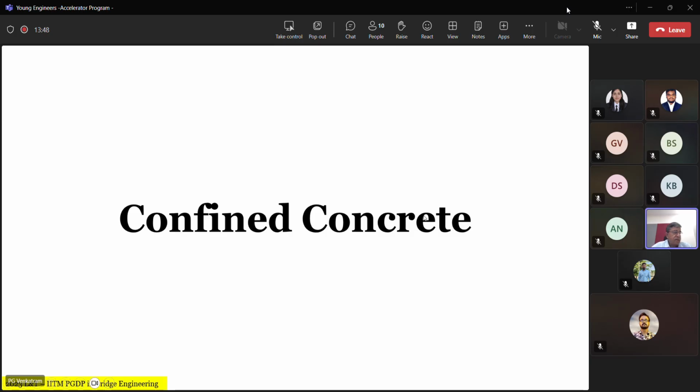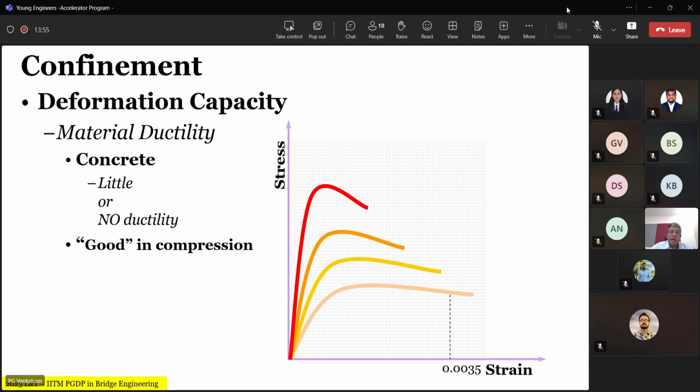So to understand this confined concrete, let's go back and do a little bit of recapping on the concrete itself, and the effect of confinement. Essentially, the confinement of concrete leads to two aspects. One is the fact that its strength increases, but its strength increase is not that exciting. It's a small increase in the strength.